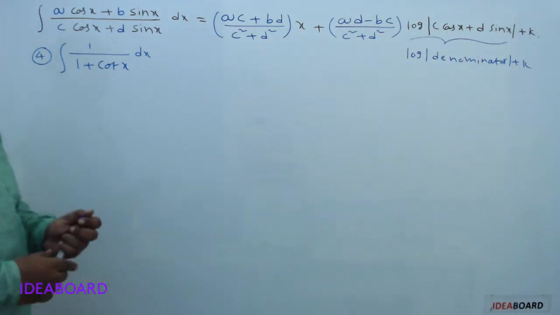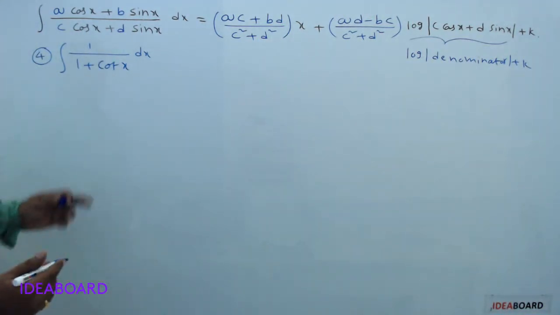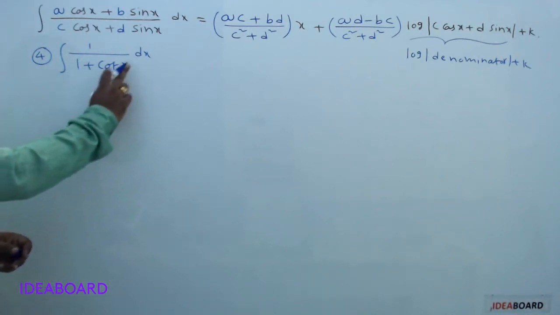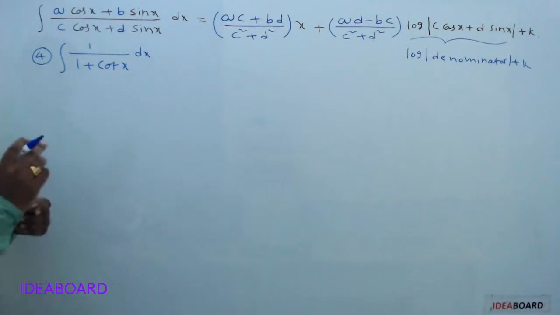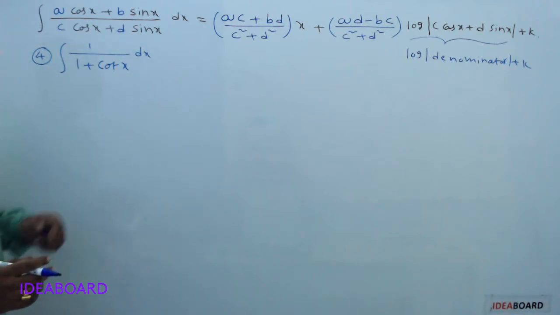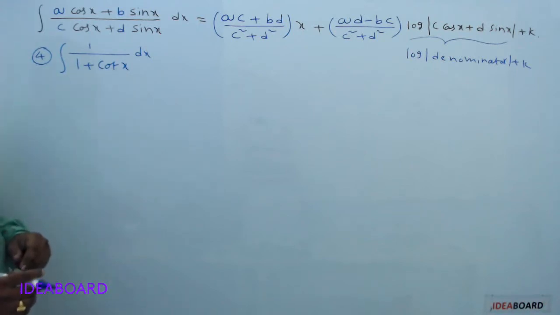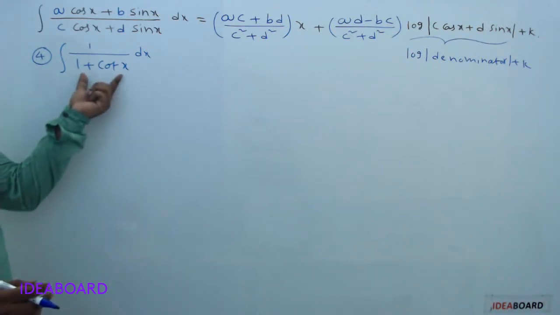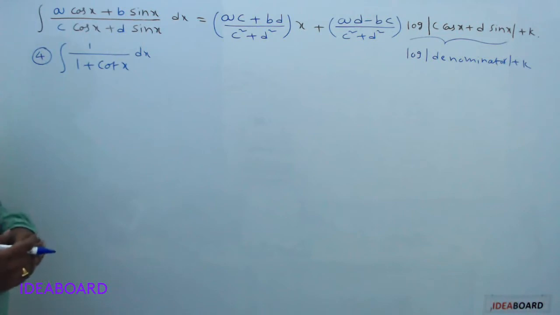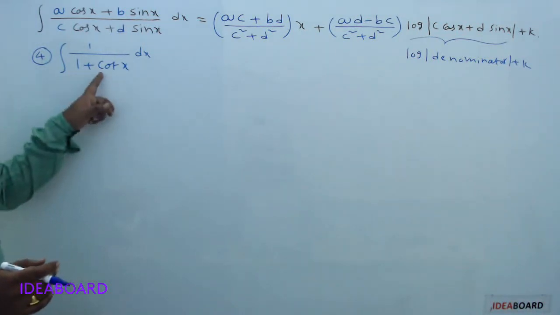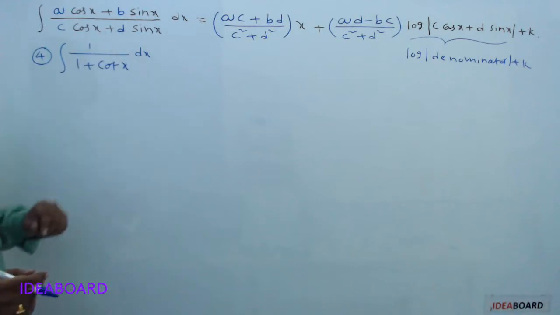See one more problem in this model. Integral 1 divided by 1 plus cot x dx. Now here, what is your integrand? 1 divided by 1 plus cot x. Here, this integrand is not in our standard form. First you do some modifications, then you have to convert this integrand in this form.